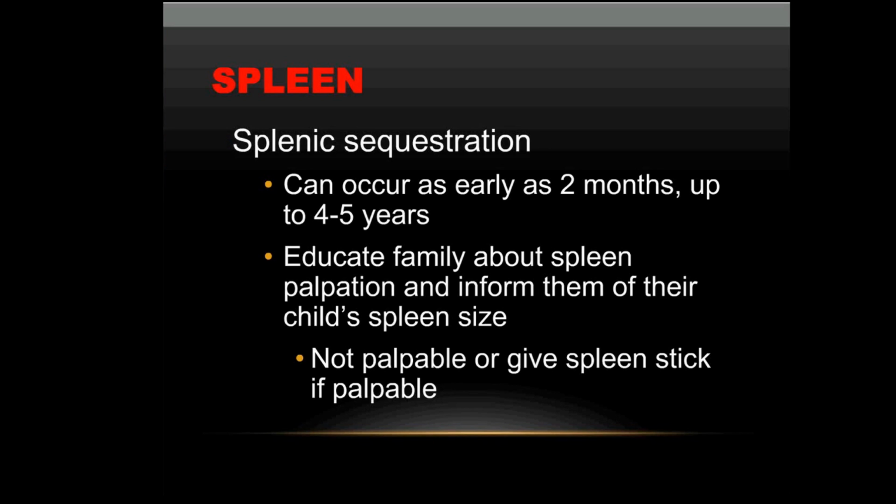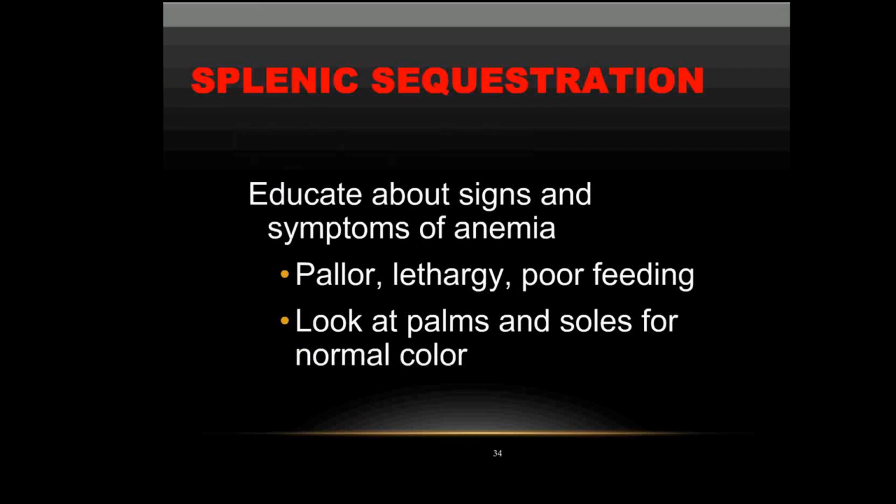Splenic sequestration can happen as early as 2 months, and it can happen up to 4 to 5 years. So we really need people to recognize the spleen, how to palpate it gently, and to inform them about where their child's spleen is at the point when you're seeing them.